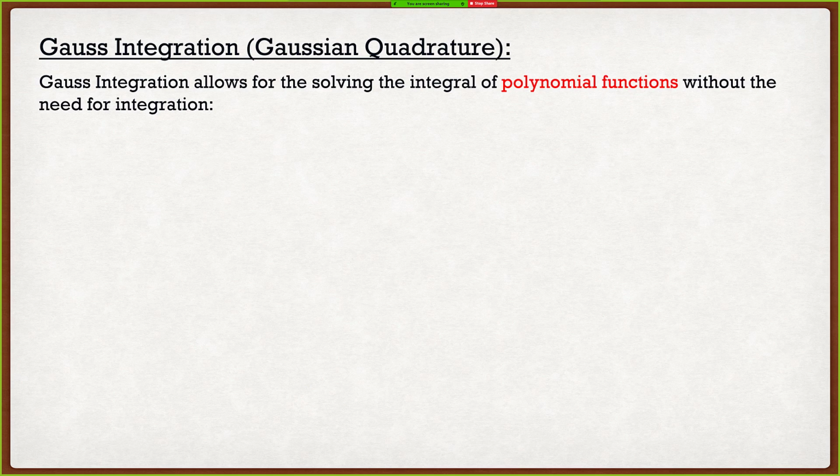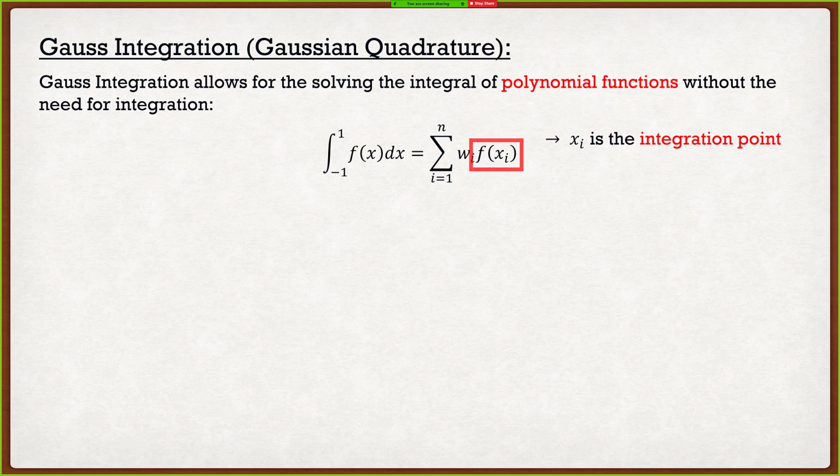You're saying, Clayton, what does that mean? I don't like English. Give me math. This is the math right here. If I were to have a function f of x, and I wanted to integrate it from -1 to 1, well, instead of integrating it, I can actually express it as a summation of w_i, which is basically a weight, multiplied by our function at a specific point. The specific point, that x_i, is what we call an integration point.